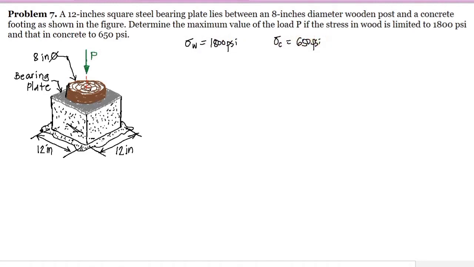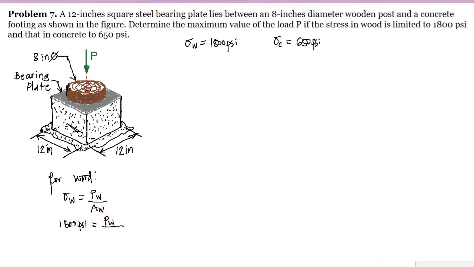So first thing na gagawin natin is to compute the allowable load P na kakayanin ng wood. So for wood, we have stress in wood is equal to the force to be resisted by the wooden post and the area of the wooden post. So we have here the stress in wood, which is limited to 1,800 psi, and we have the unknown Pw over the area of the wood.